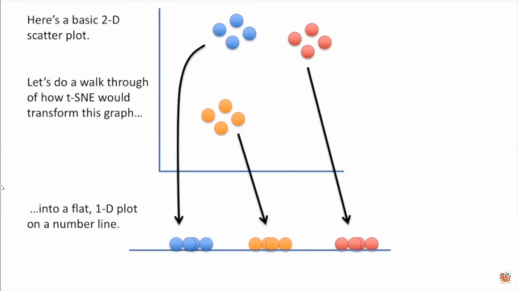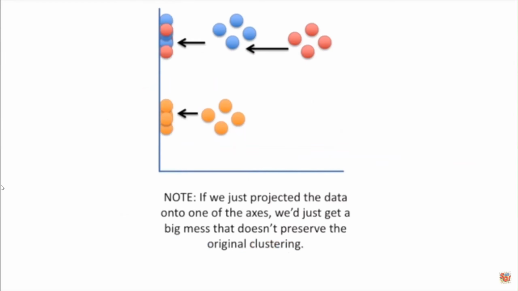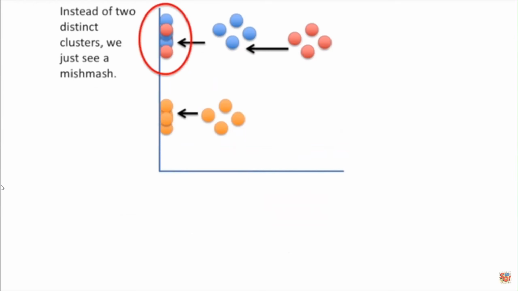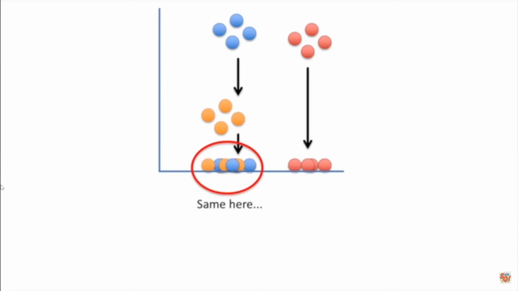I'm going to use this super simple example to explain the concepts behind t-SNE so that when you see it applied to a much larger, much more complex data set, you'll still know how that graph was drawn. Note, if we just projected the data onto one of the axes, we just get a big mess that doesn't preserve the original clustering. If we project it onto the y-axis, instead of two distinct clusters, we just see a mishmash. And the same thing happens if we just project the data onto the x-axis.